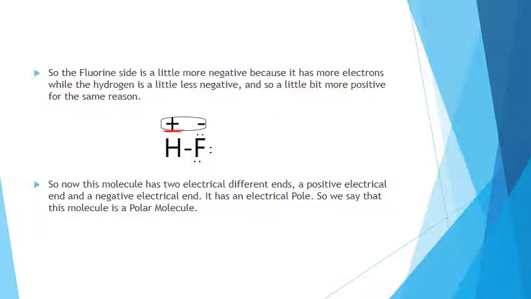Now, if you look at this, the way I drew it, it looks kind of like a bar magnet. Instead of having a south and a north, it has a plus and a minus. And so this molecule has poles. It has a plus electrical pole and a negative electrical pole, so it's called an electrical pole. So this molecule here is a polar molecule. And that's because it has an unequal distribution of electrons.